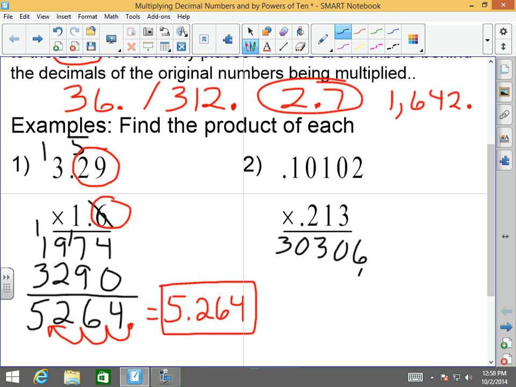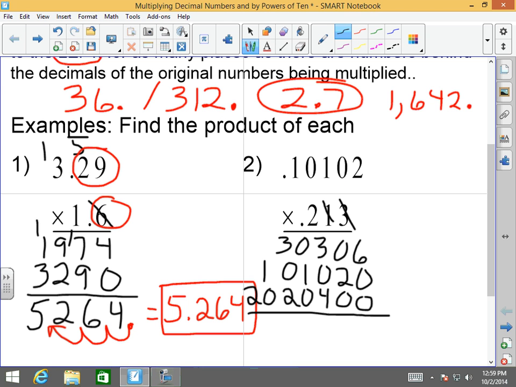Skip a space because we already used the 3. 1 times 2 is 2. 1 times 0 is 0. 1 times 1 is 1. 1 times 0 is 0. 1 times 1 is 1. Notice how I place everything nice in order. Now I already used the 1, so I skip 2 spaces now. 2 times 2 is 4. 2 times 0 is 0. 2 times 1 is 2. 2 times 0 is 0. And 2 times 1 is 2.